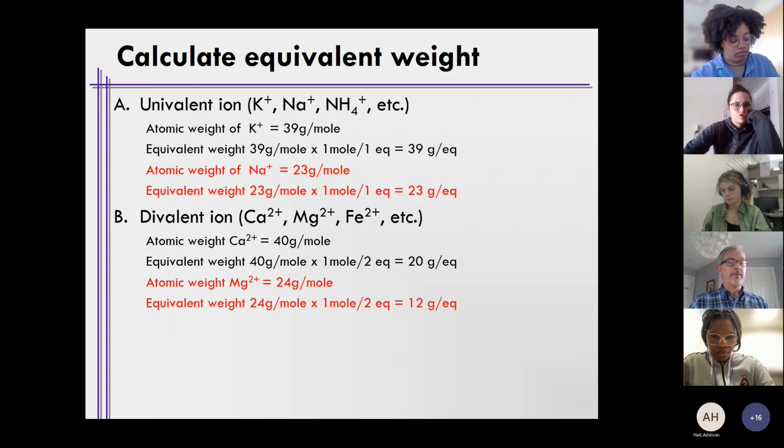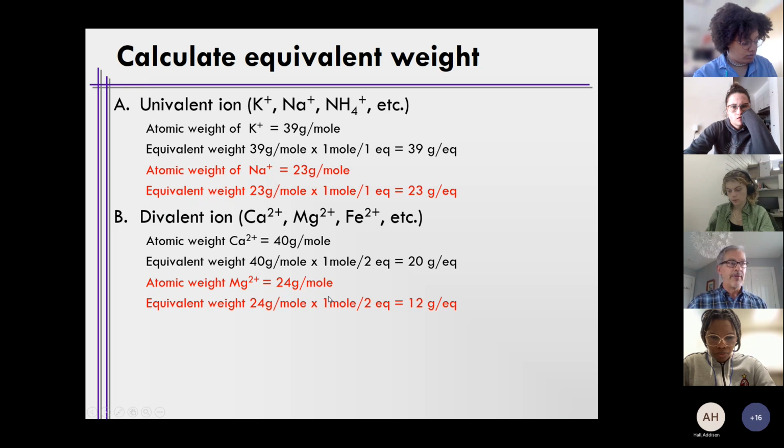We do the same thing with divalent cations. Same approach. You take the atomic weight divided by the valence. So in this case, there are 2 examples here. One's calcium. And calcium, if you go to the periodic table, has an atomic weight of 40. Calcium has a +2 charge, so 40 divided by 2 equals 20. I wrote this out in longhand for those of you that wanted to see it, but it's basically 40 divided by 2 equals 20. That's the equivalent weight of calcium.